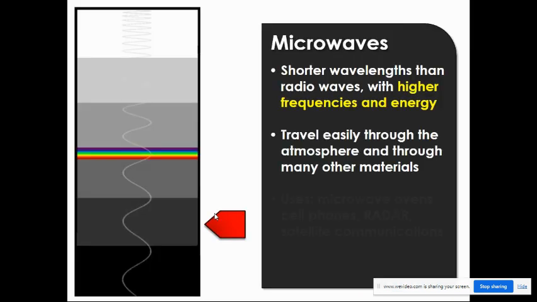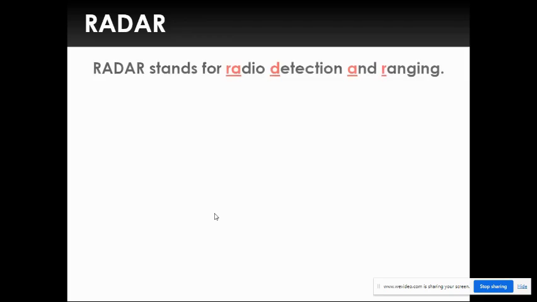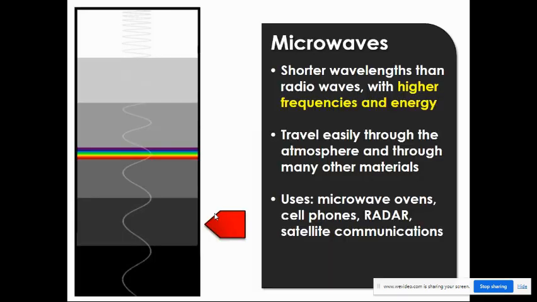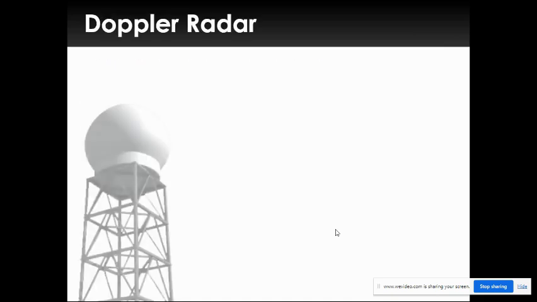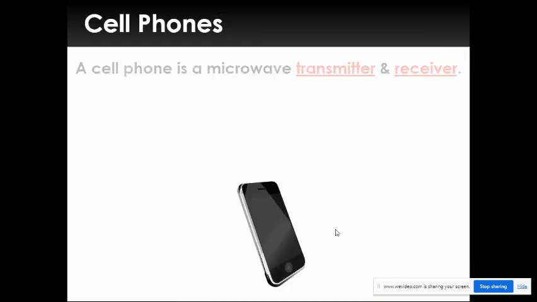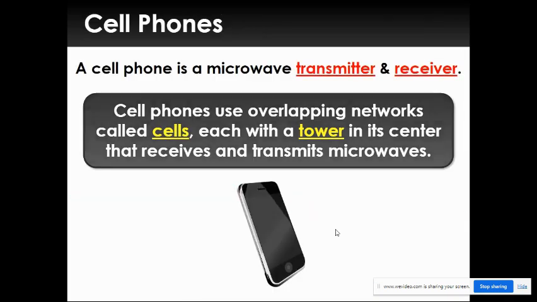The next one is microwaves. What are microwaves used for? Well, microwaves have a shorter wavelength than radio waves, higher frequencies and energy. They travel easily through the atmosphere and they are used in microwave ovens, so they're used to cook foods. Your cell phone uses microwave radio transmissions. Radar, satellite communications, these all use microwaves. We're going to move on to the next part. The slideshow talked about Doppler radar and what a cell phone does.